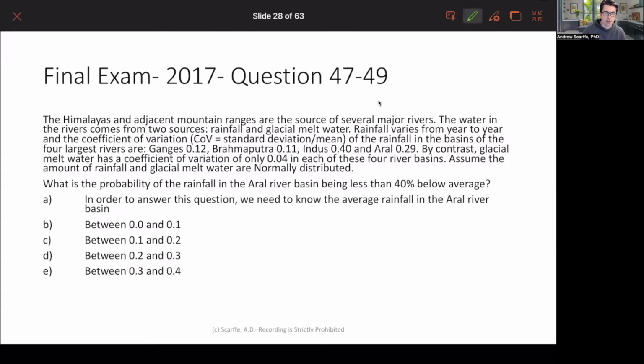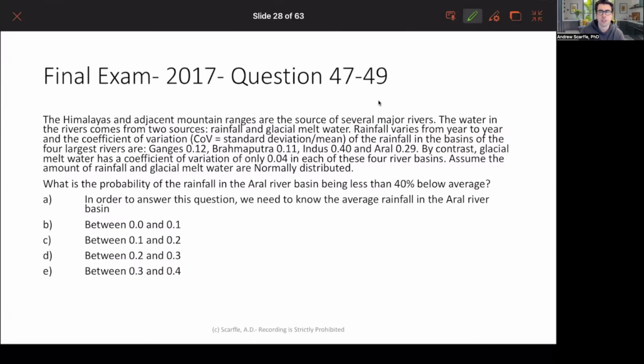of rainfall in the basins of the four largest rivers: the Ganges, 0.12, Brahmaputra, 0.11, Indus, 0.40, and the Aral river basin 0.29. By contrast, glacial melt water has a coefficient of variation of only 0.04 in each of the four river basins. Assume the amount of rainfall and glacial melt water are normally distributed.